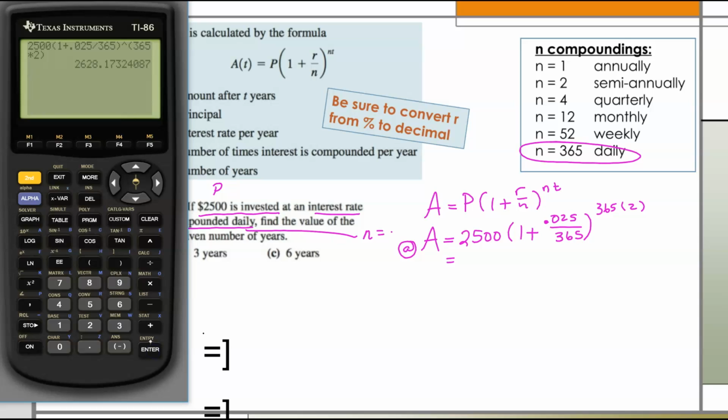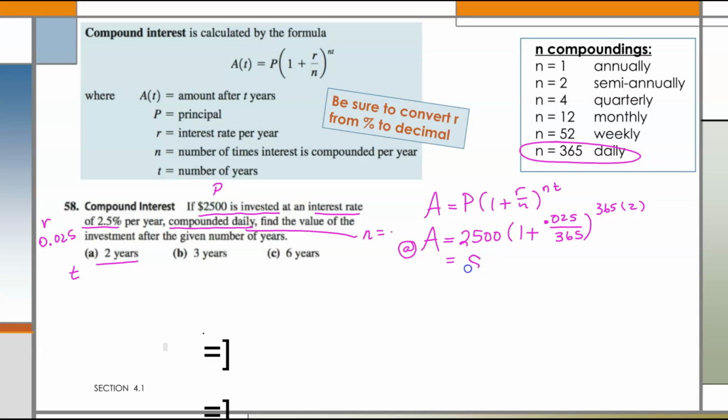Okay, we hit enter, and what we see is we're going to have, after 2 years, $2,628.17. Okay, so after 2 years, we're going to have $2,628.17.